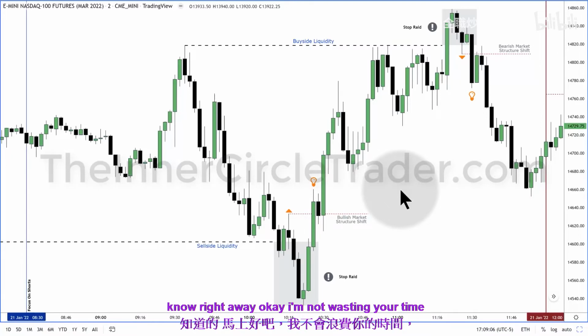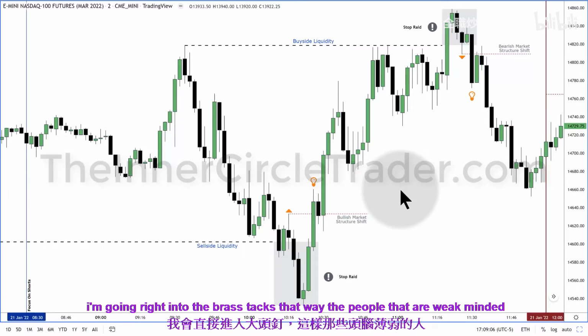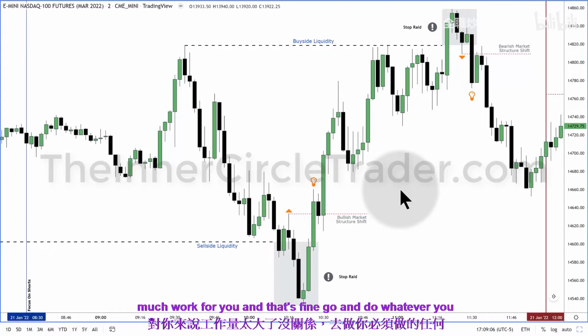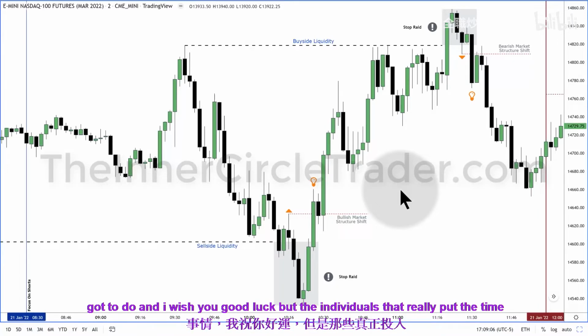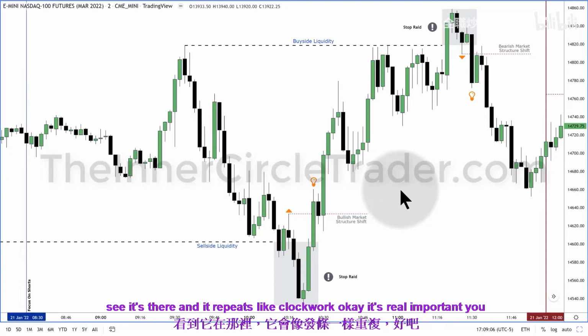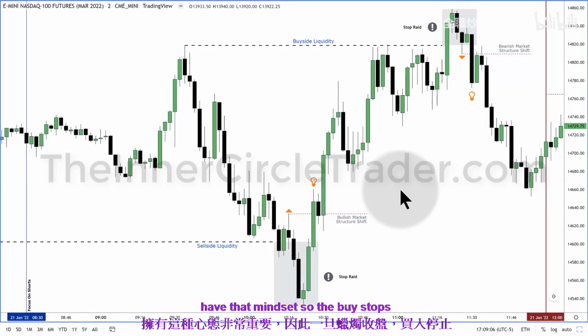And if it doesn't work, you're going to know right away. Okay. I'm not wasting your time. I'm going right into the brass tacks. That way, the people that are weak-minded will know right away this is it or it's not. That way, you'll know this is too much work for you. And that's fine. Go and do whatever you got to do, and I wish you good luck. But the individuals that really put the time in and test what I'm challenging you to look for, you're going to see it's there. And it repeats like clockwork. Okay? It's real important you have that mindset.